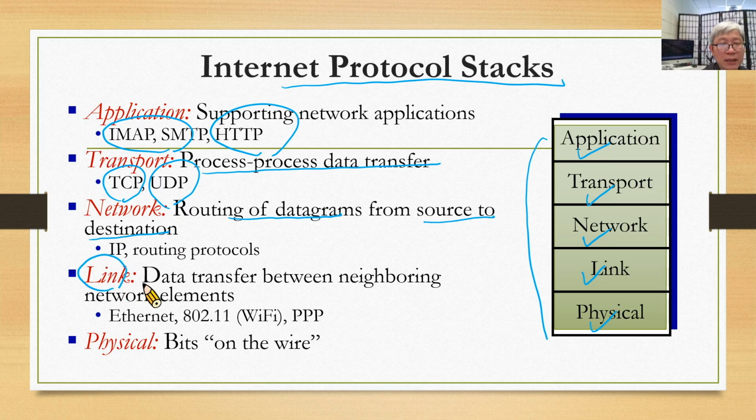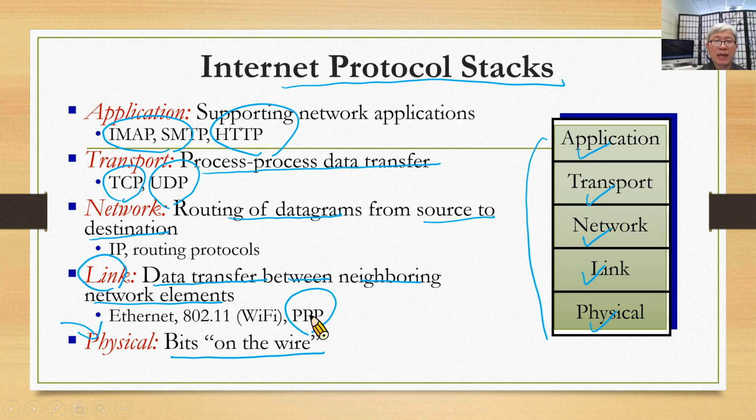The link layer takes care of data transfer between neighboring network elements, so we have Ethernet and Wi-Fi, that is, IEEE 802.11. Finally, we have the physical layer. The physical layer takes care of the bits on the wire.